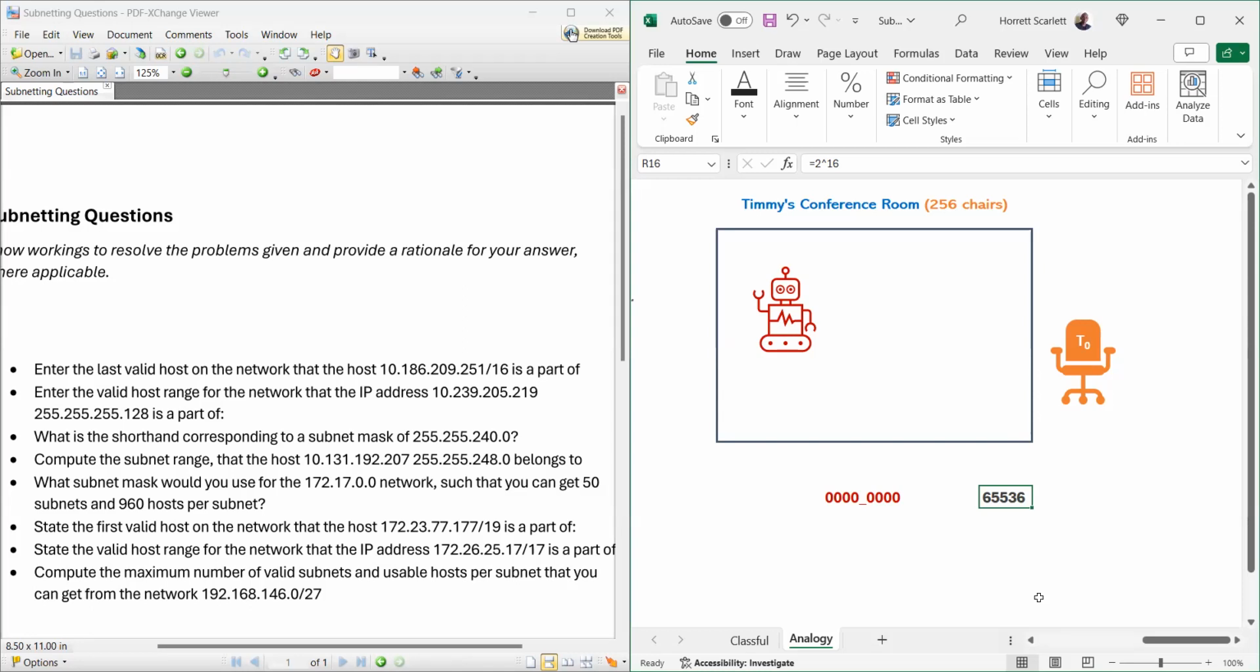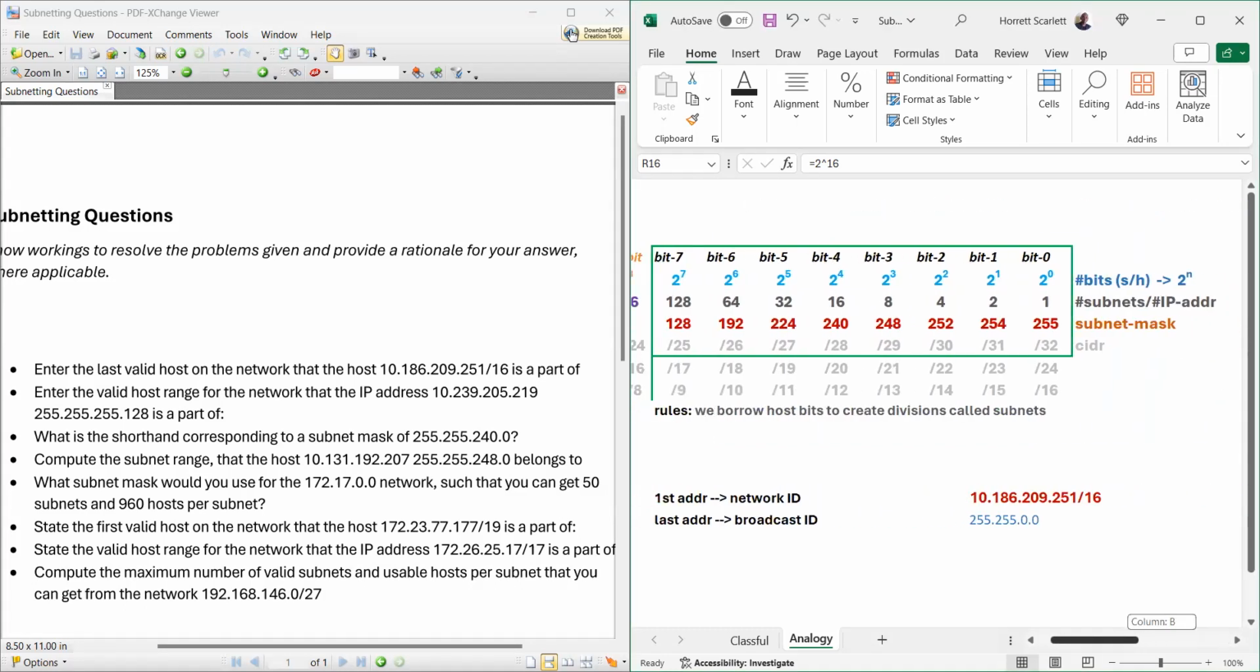So here's the next question. How many networks? Well, how many subnets do we have using this configuration? How many subnets? Come back to this. How many subnets? 16, sir. Oh, you get 16.